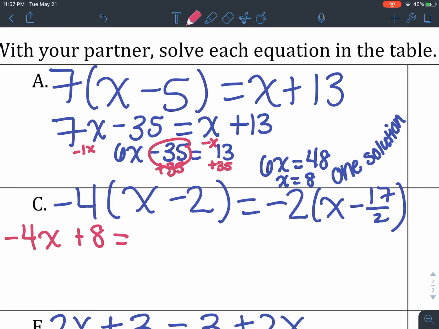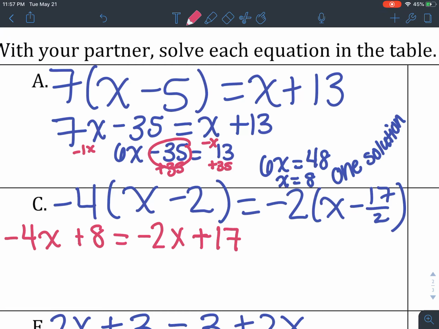And then on the right side, we're going to also need to do distributive property. We've got negative 2x, because negative 2 times x. Now plus, because there's 2 negatives there as well. Negative 2 times negative 17 halves is going to just be plus 17.